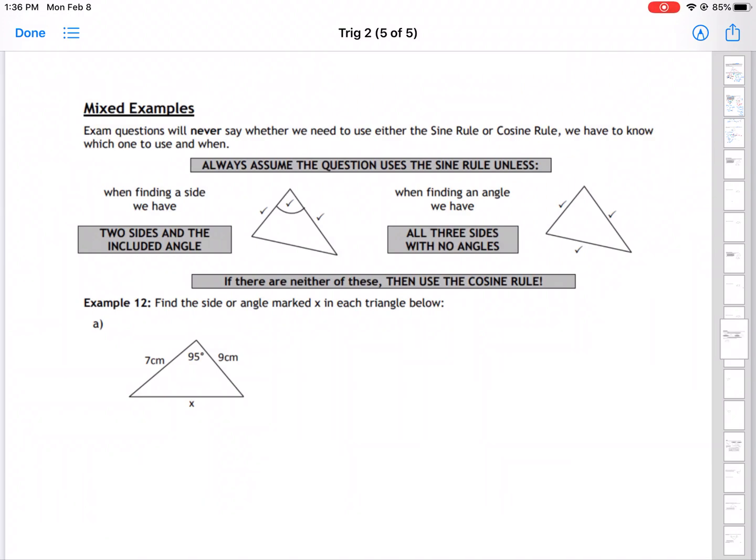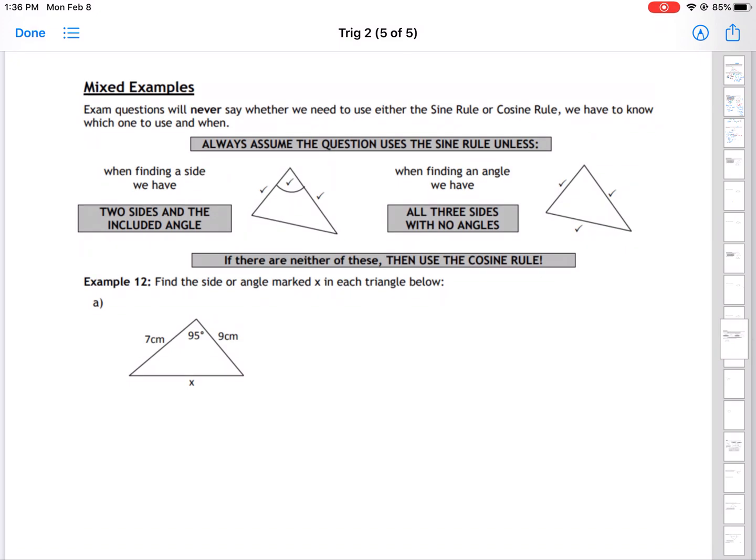Hi everyone, this is a video for the second half of the trigonometry notes. We're going to be looking at the sine and the cosine rule, a mixture of examples, so you've got to decide which rule is best to use for the context of the question. Now, a couple of things to keep in mind is that the exam will never say which rule you have to use, okay, so we have to know when to use them.